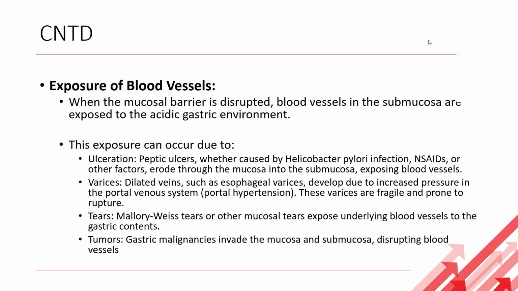And these varices, once these veins dilate, they become very fragile and very prone to rupture. Things like Mallory-Weiss tears, or other mucosal tears, expose the underlying blood vessels. And then tumors, gastric malignancies, they invade the mucosa and the submucosa and disrupt the blood vessels, and this can lead to bleeding. So the first part is this exposure of the blood vessels, through the interruption of the mucosal barrier that's meant to protect them.